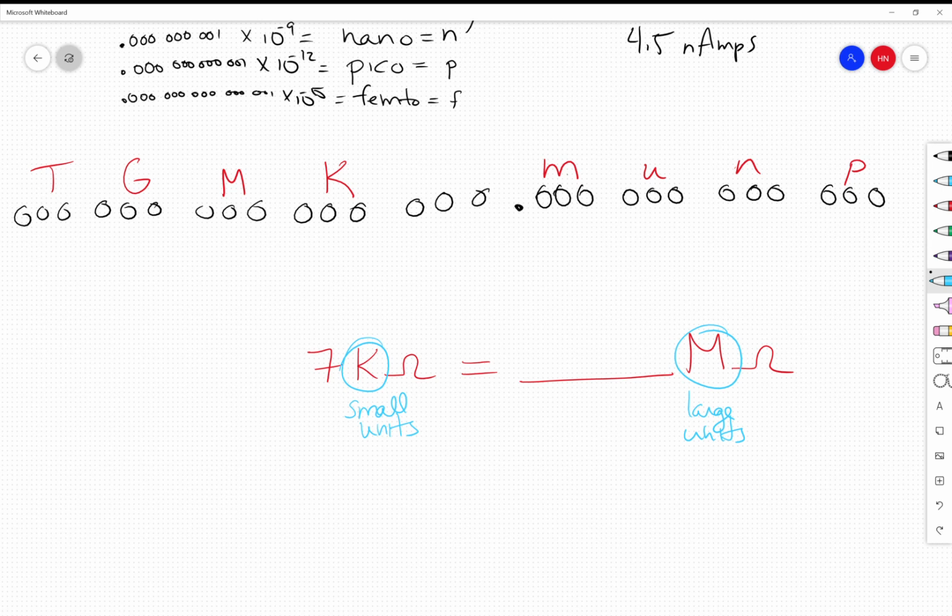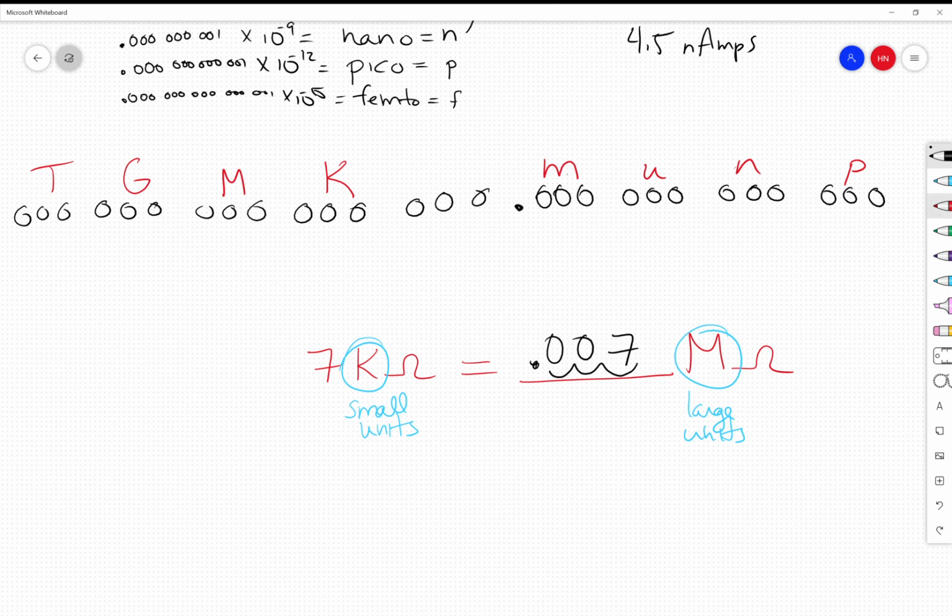So we know that we're going to have to move the decimal, from kilo to mega is 3 zeros, so a magnitude of times 10, 3 times. But do I move it to the right or do I move it to the left? Well, with small units I'm going to have more, with large units I'm going to have less. So to make the number smaller, I'm going to have to move the decimal to the left.